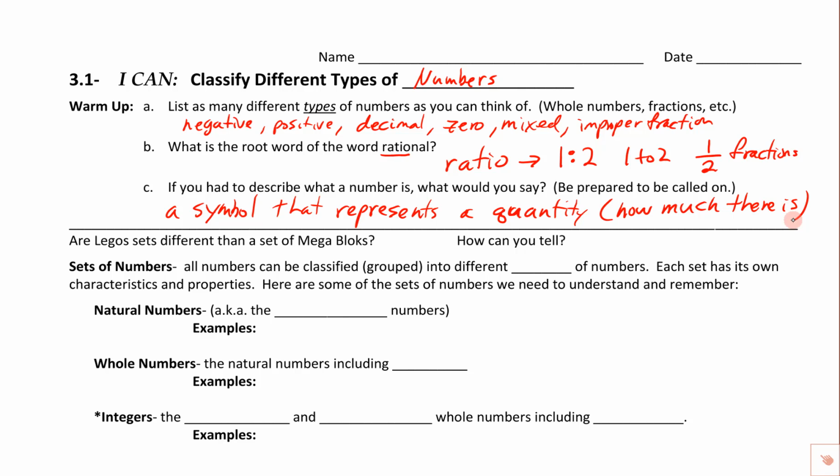So my next question is, are Lego sets different than a set of Mega Bloks? Now you may or may not have played with both types of these. I'm going to show you a picture of these in just a second, but this is going to lead into how we're going to classify numbers. Numbers are very similar to each other, but we can categorize them. So I'm going to show you that there is a difference. The answer on this is yes, and I'm going to show you why.